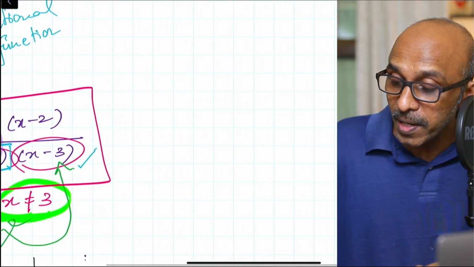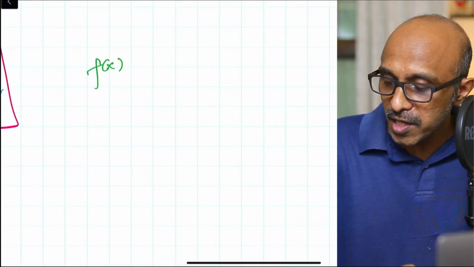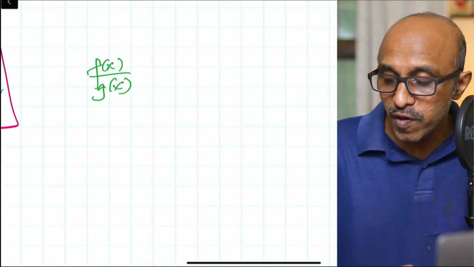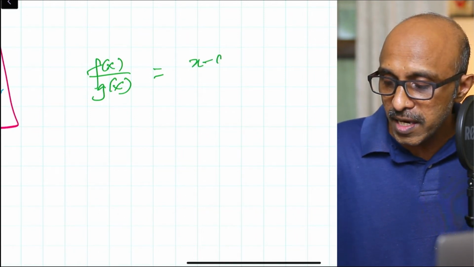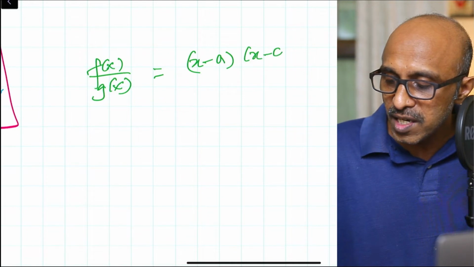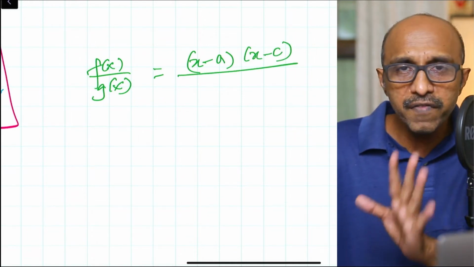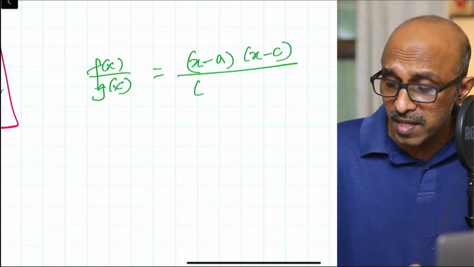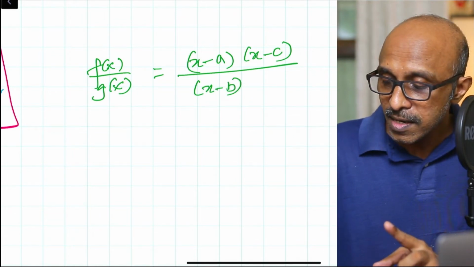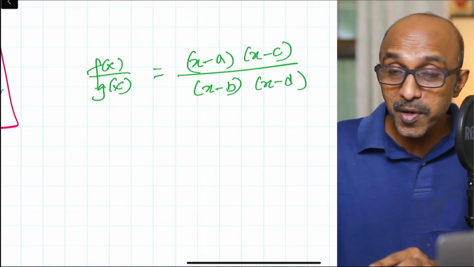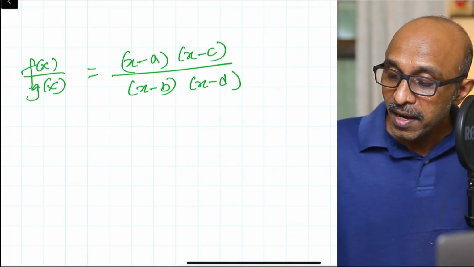Let me summarize it this way. When you have a rational function, which means f of x is equal to g of x, and let's just say that we can factor it, okay? The factors of the numerator being x minus a, x minus c. If it can't be, that's a different story. But if it can be factored, x minus a, x minus b, and the factors of the denominator being x minus b and x minus d. I don't know why I wrote it as c, but never mind, let's go with it.